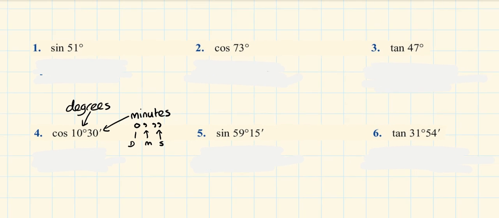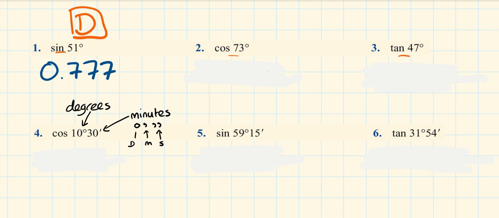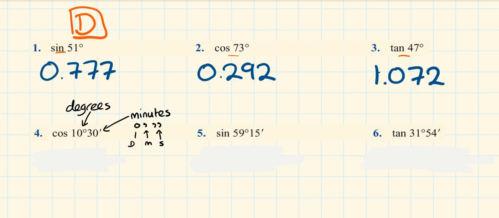So to make sure that your calculator is in the right mode, make sure it's in degrees, with the little D on the top of your calculator. And literally, you can just put in sine 51, cos 73, tan 47. So just take a second and do that and make sure you get the right answers. I'll just give them to you here now. So this is what you should have got for 1 and for 2. And for 3. So if you've got those right, your calculator's in the right mode.